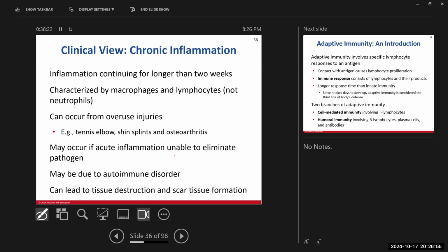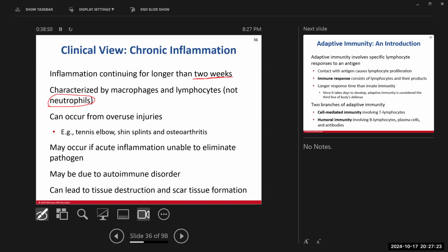Okay, so our first clinical view today is chronic inflammation. Chronic inflammation bad, acute inflammation not bad. Chronic inflammation is going to be a period longer than 2 weeks. I've seen people a lot longer than that. But with acute inflammation, the predominant white blood cell is going to be the neutrophil.